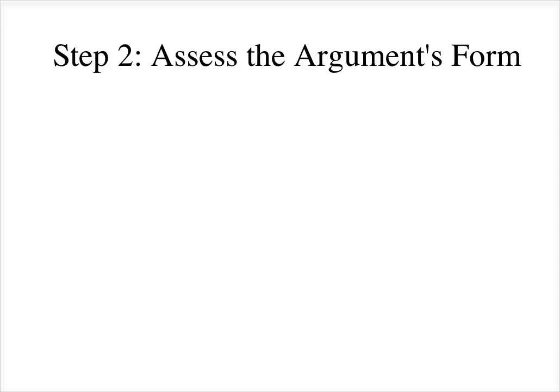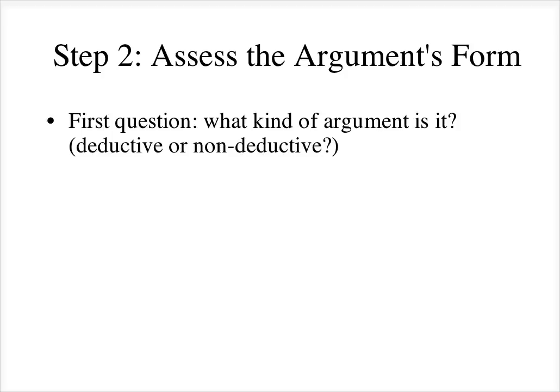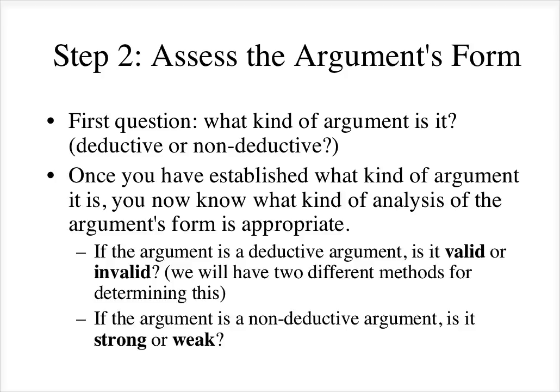So the second step is to assess the argument's form. The first question we'll want to ask before we even start is, what kind of argument is it? Is the argument a deductive argument or a non-deductive argument? Once you've established what kind of argument it is, you now know what kind of analysis of the argument's form is appropriate. So if the argument is a deductive argument, we will be asking if it is valid or invalid. And we will have two different methods for determining this, which will be covered in later lectures, in separate lectures. That will be for today.